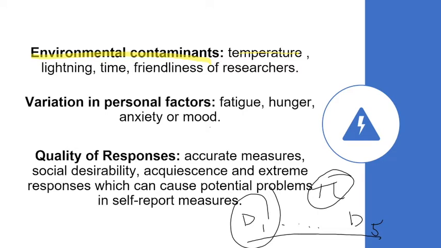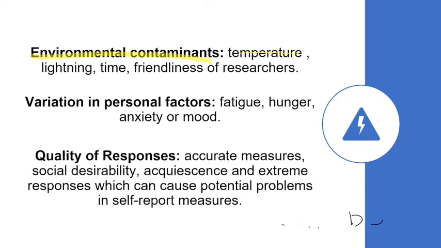Okay, so it gives your participant the idea that you do not know what you're doing. It's not good. Then quality of responses. The quality of responses talks about the accurate measures, the social desirability, acquiescence, and extreme responses which can cause potential problems in self-report measures. What are examples of this?